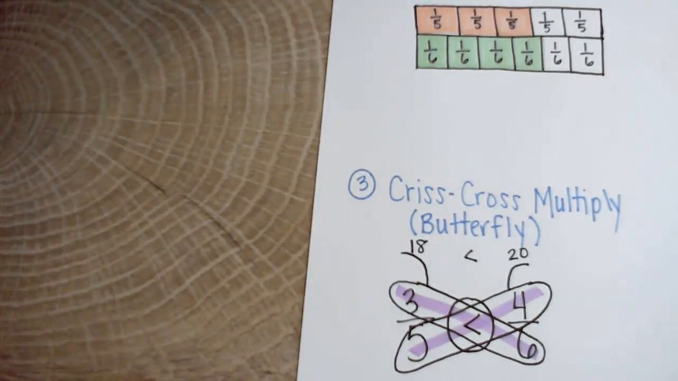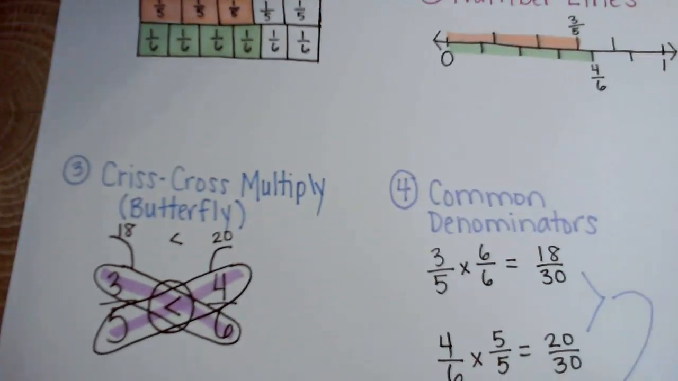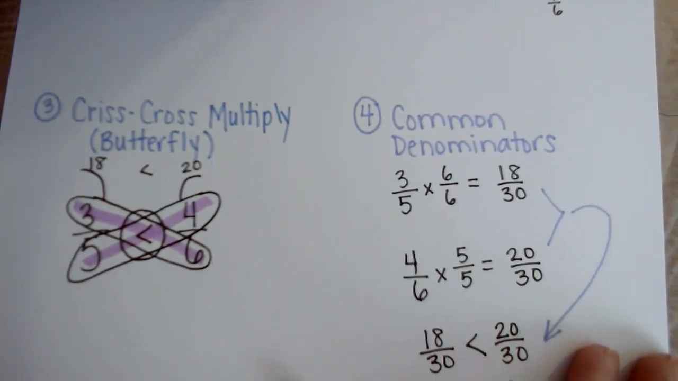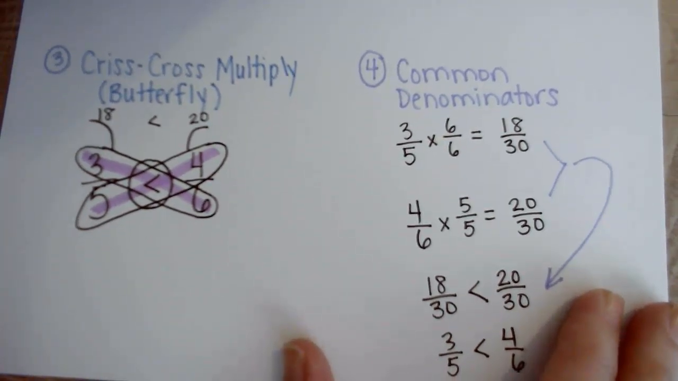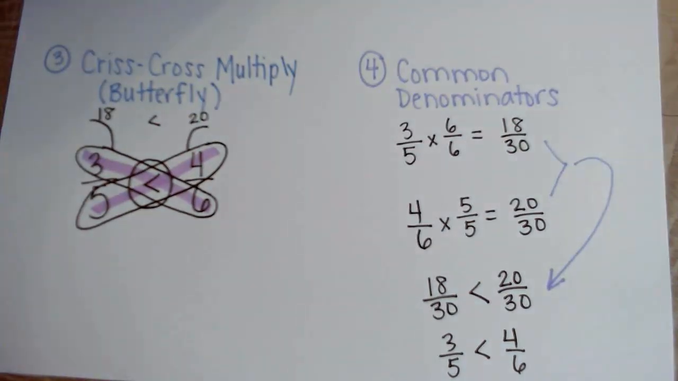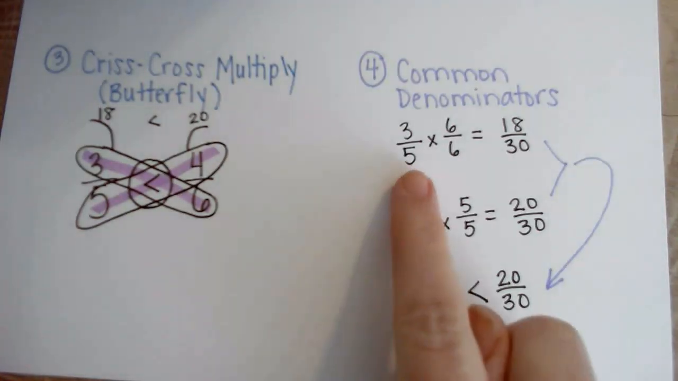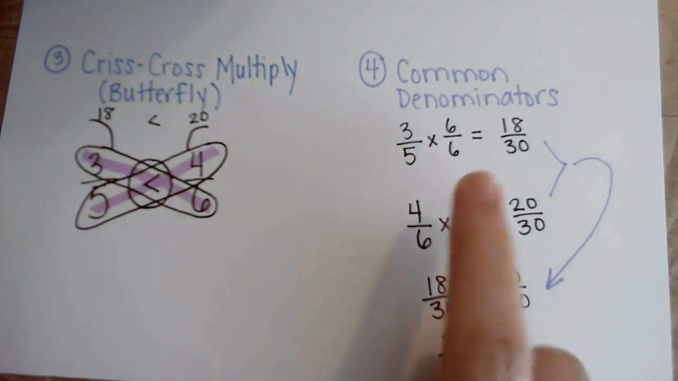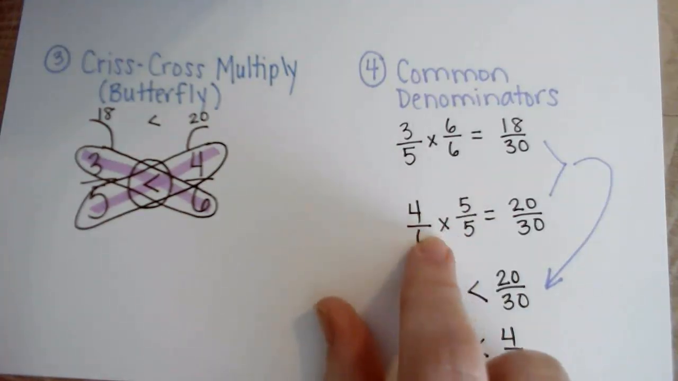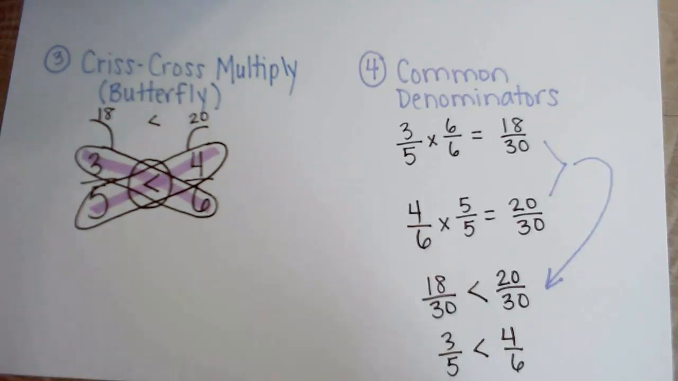One of the last strategies that we will use is common denominators. Common denominators is an easy way to compare fractions by creating a denominator where they have the same amount of pieces. So we can see here that if I look at my denominator of 5 and my denominator of 6, I know that a common multiple between those two is going to be 30. So I'm going to make my fractions equivalent and have them have a denominator of 30.